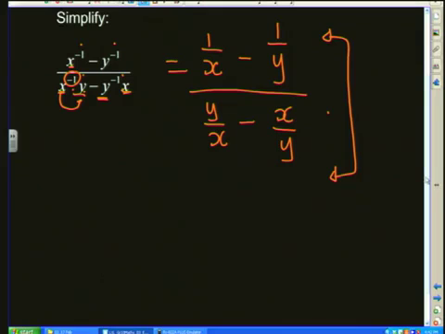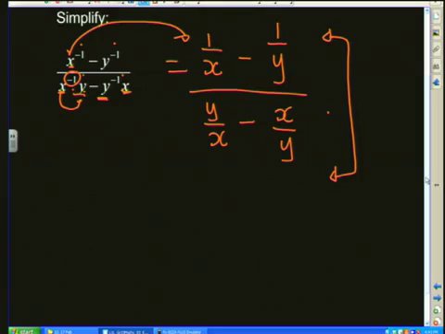Okay, but the exponents are now basically gone. There's no exponents left. So the only exponential simplification really was changing from negative powers to positive powers. That's it. All right. So I've got 1 over x minus 1 over y divided by y over x minus x over y. How do we simplify this?